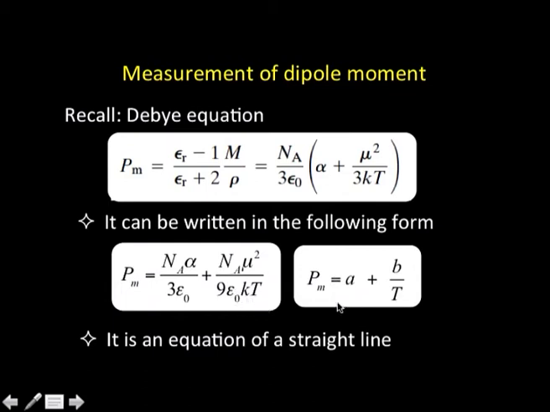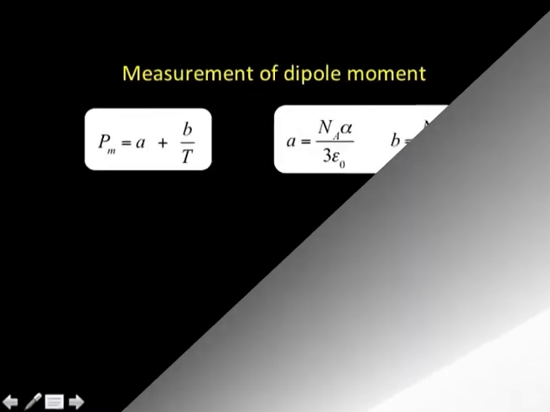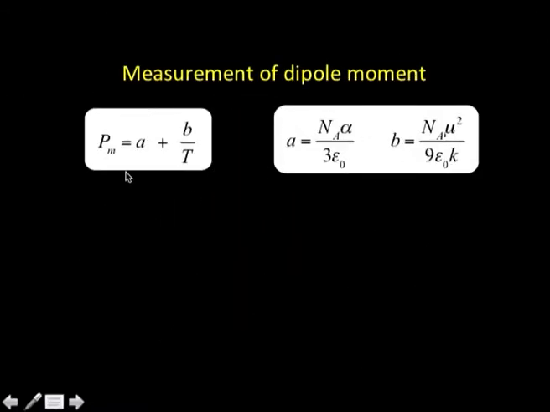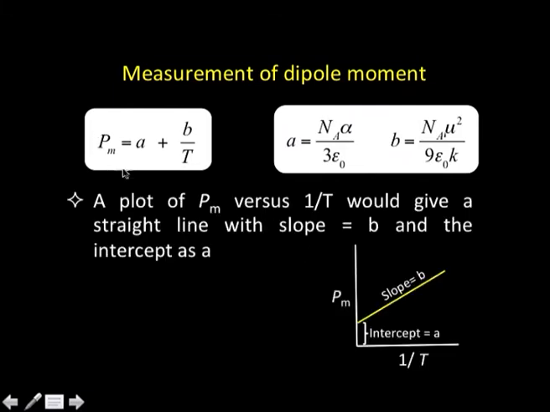So, we can express it as the equation of a straight line, and this is what we are going to make use of. Now, if this is a straight line equation and I plot Pm, that is the molar polarization for the material at different temperatures, that is, I make measurements at different temperatures for the molar polarization and plot a graph between the molar polarization on the y axis and 1 by T on the x axis, I will get a straight line.